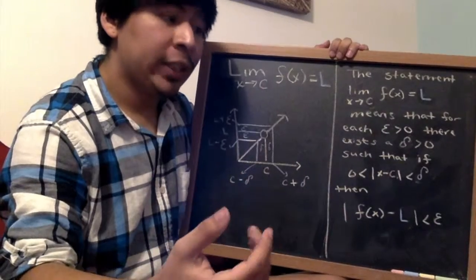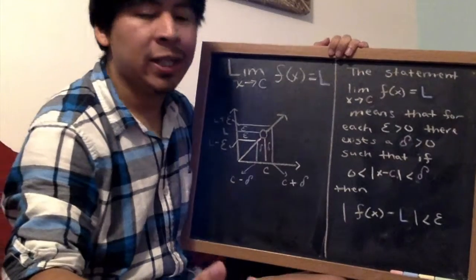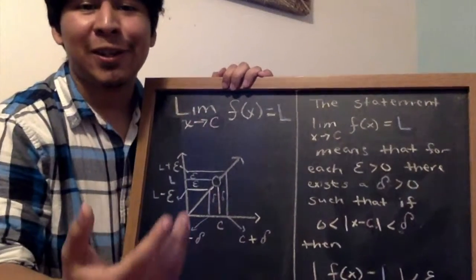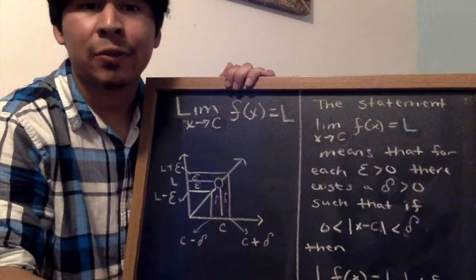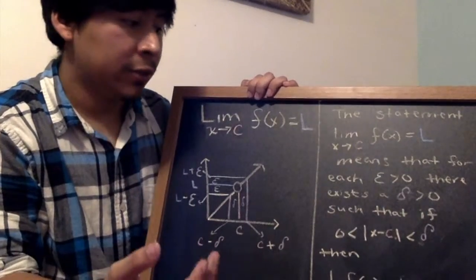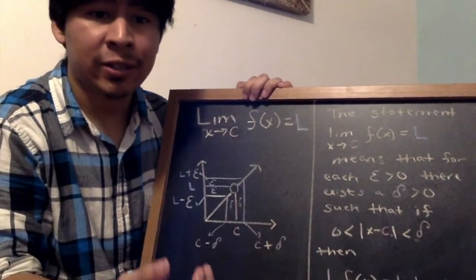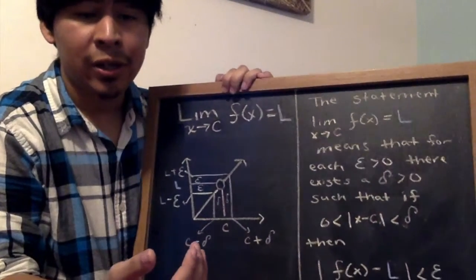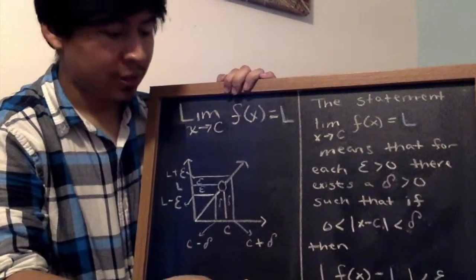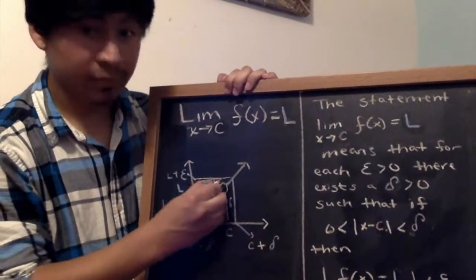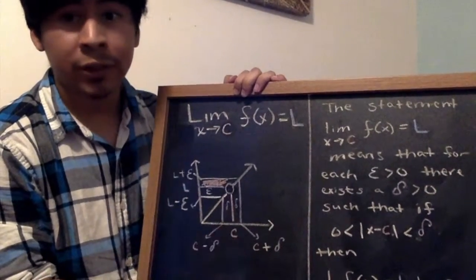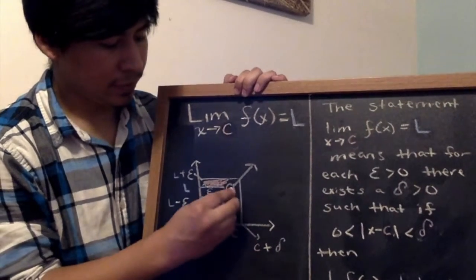Let f be a function defined on an open interval containing C, except possibly at C, and let L be a real number. The statement that the limit as x approaches C of f of x is equal to L means that for every epsilon greater than 0, there exists a delta greater than 0, such that if 0 is less than the absolute value of x minus c less than delta, then the absolute value of f of x minus L is less than epsilon. In layman's terms, if you can find an epsilon greater than 0, then you can find a delta greater than 0 as well.